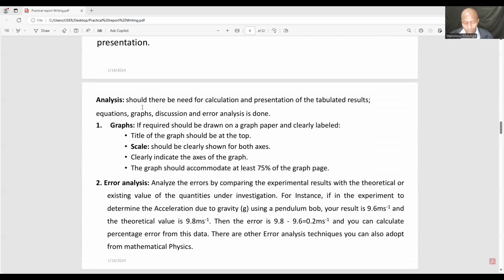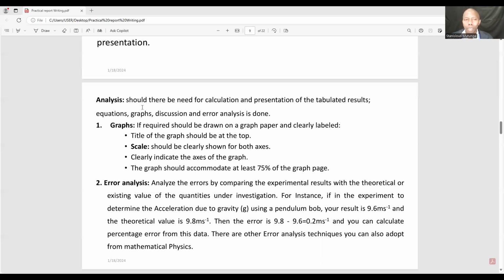Now, having the data which has been tabled in its place, we have now the analysis. What are we trying to analyze here now? We have the data, the raw data which we got from the laboratory. It's the time now for us to analyze this data according to the objectives and the title of our experiment. And should there be need of calculation and presentation of the results, it will be done using equations, graphs, discussions, and even error analysis.